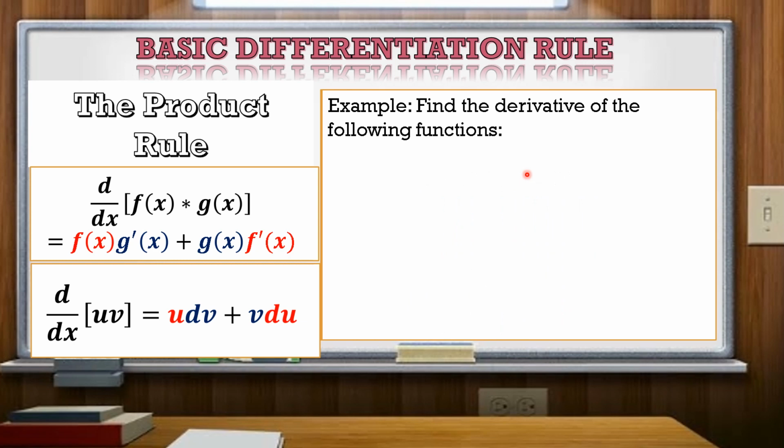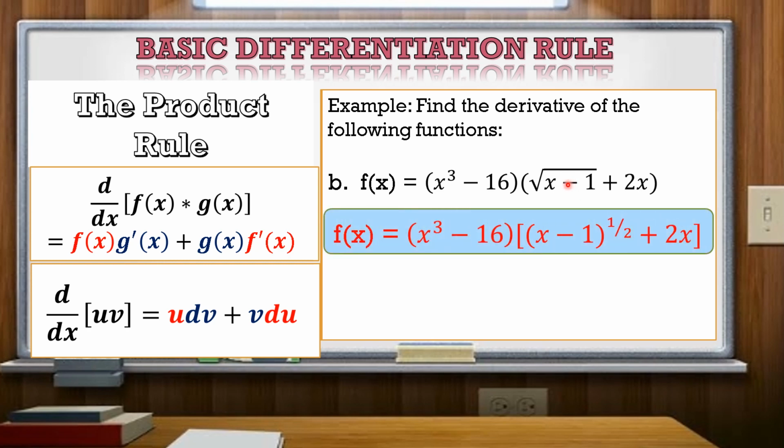Another example, medyo mahirap. Lagyan natin ng radical sign. Let's for example, we have f of x is equal to x cubed minus 16 times the square root of x minus 1 plus 2x. So bago tayo pumunta sa product rule, we will simplify further yung radical na to. Okay, gawin natin exponent. So the square root of x minus 1 is also the same as x minus 1 raised to 1/2. Then drop yung 2x. Okay, so ulitin na natin. The square root of x minus 1 is also the same as x minus 1 raised to 1/2.